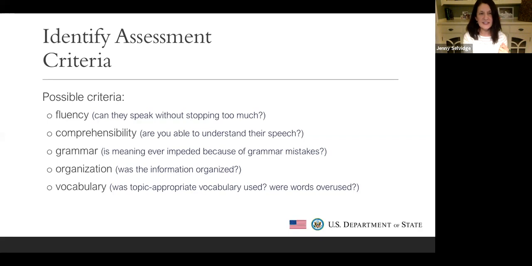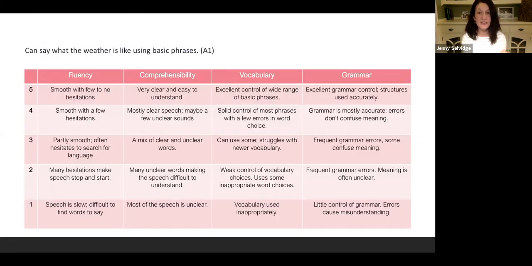So let's go to the next slide and look at a rubric that I created for this A1 objective. So I have 4 factors here: fluency, comprehensibility, vocabulary, and grammar. I didn't choose organization because this is such a basic objective. There's not a lot to organize. It's pretty much straightforward. So I have 5 to 1, 5 is strong.